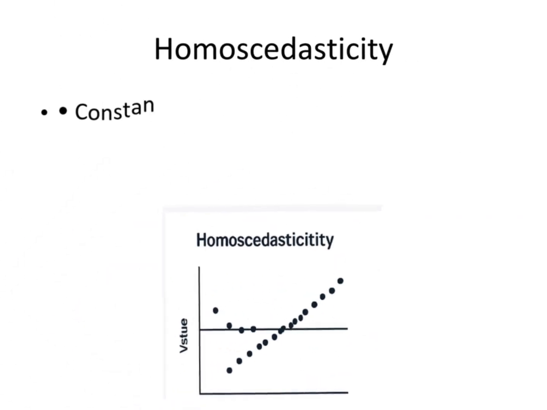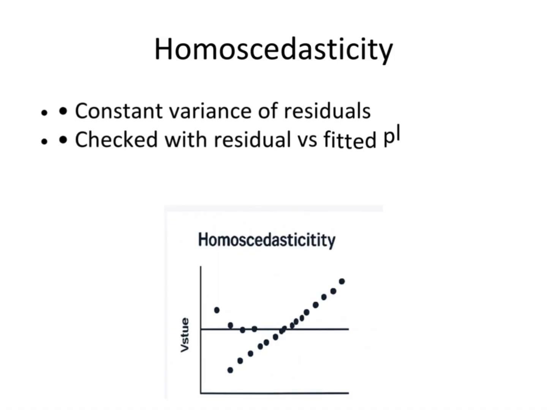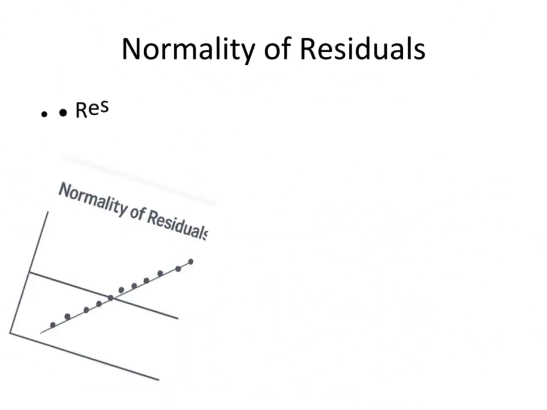The third assumption is homoscedasticity, which means the residuals should have constant variance across fitted values. When this assumption is violated, we observe patterns such as funnel shapes or widening spreads in the residuals. This condition is known as heteroscedasticity. It affects confidence intervals and hypothesis testing. Residual versus fitted plots are typically used to diagnose this issue.